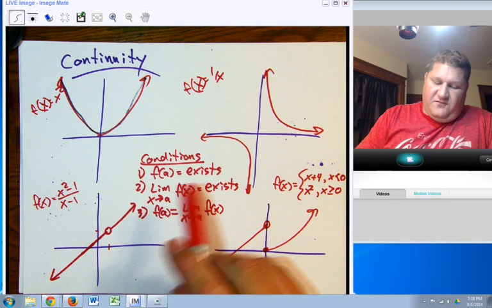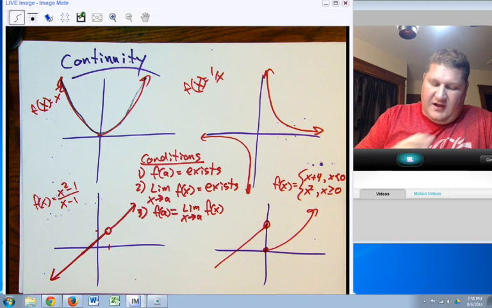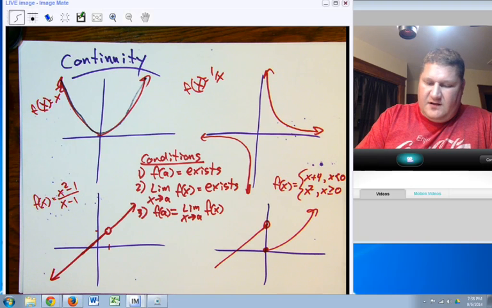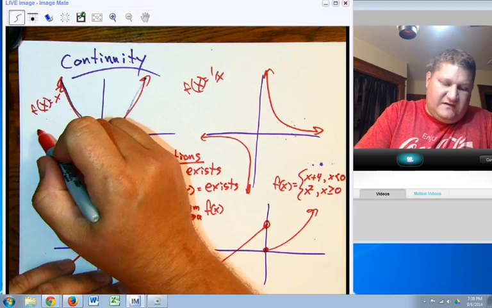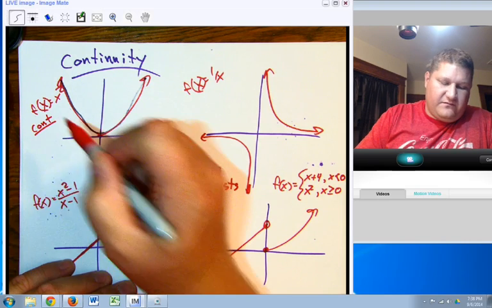Now, the first one is going to be very easy to explain. The second two are probably including things that you've never seen before. But let's find an easy way to name the biggest problems or the biggest offenders. Whereas this one is definitely continuous.